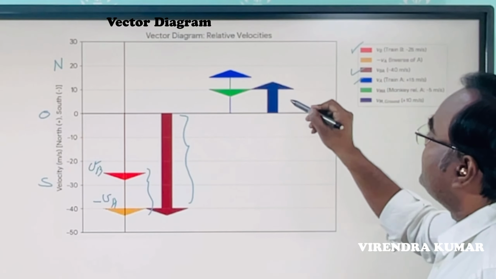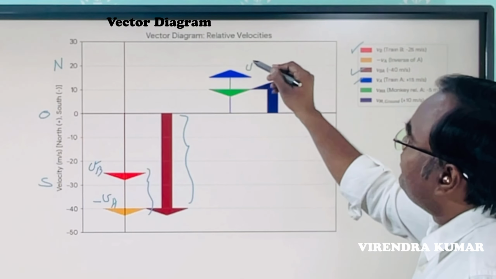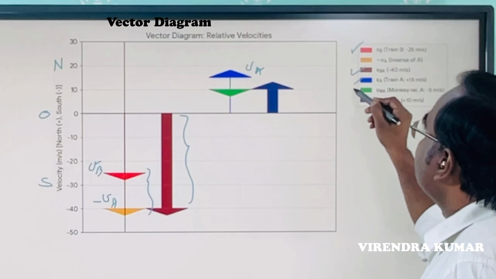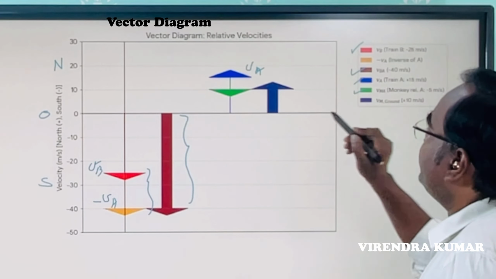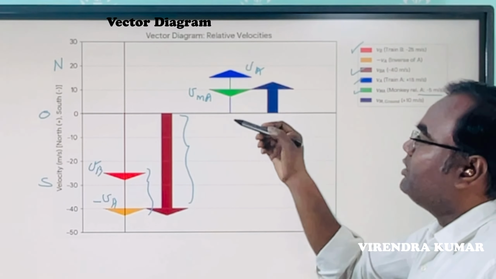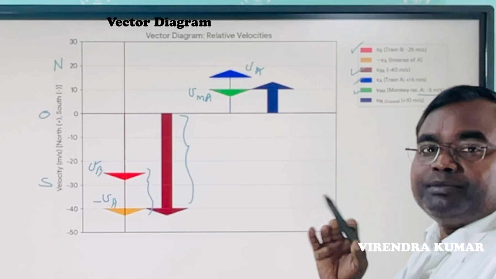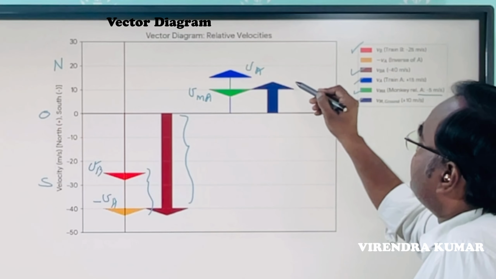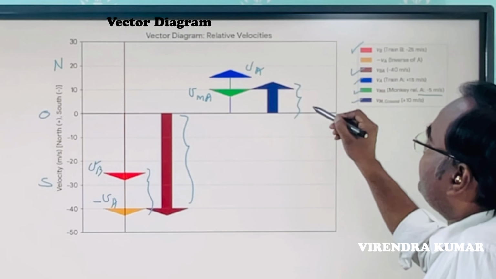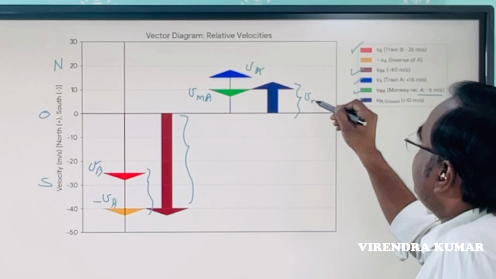And this is the velocity Va, and this is the velocity of the monkey with respect to A, southwards at 5 meter per second, and this is the monkey's final speed with respect to the observer on the ground, that is Vm.